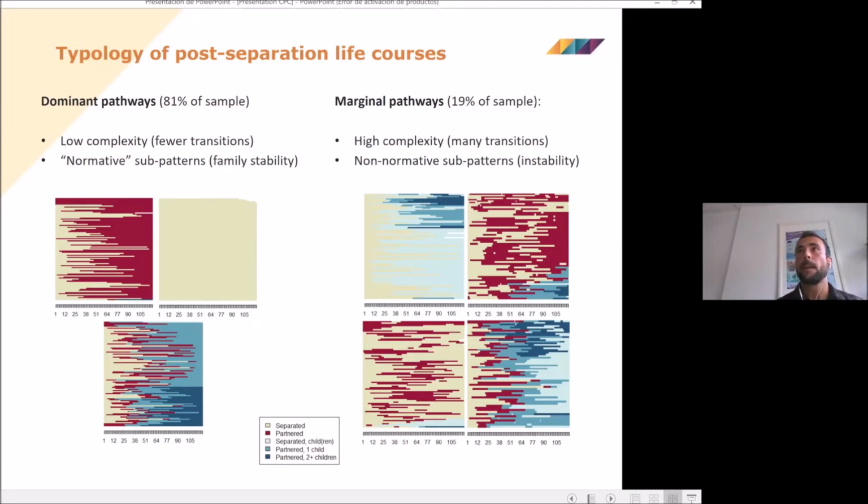On the other hand, we have the marginal pathways here on my right, which comprise only 20% of the sequences in the sample altogether. And each of these 4 marginal patterns comprises less than 10% of the sample. These patterns are highly complex, with many family transitions, and all of them feature family instability in post-separation family life.